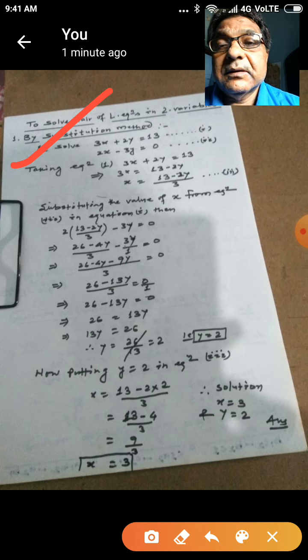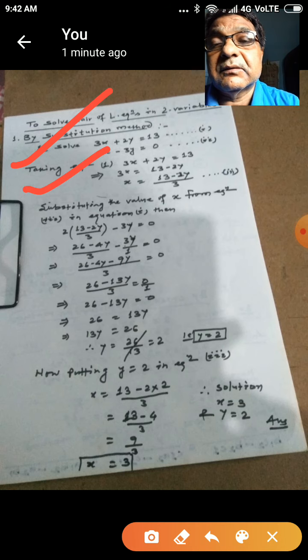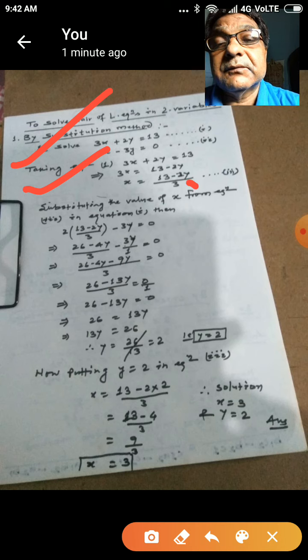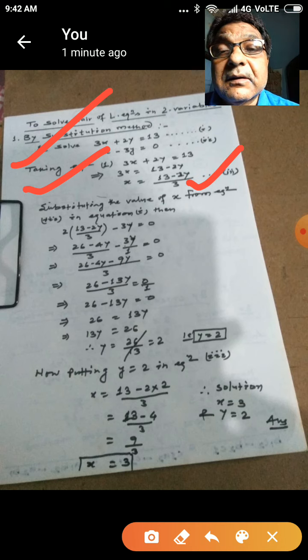The algorithm of this method is, first of all, you name the equations as 1 and 2 for the given pair of equations, and then take any one equation. As I have taken equation 1 here, which is 3x plus 2y equal to 13, and we have calculated x in terms of y, which is equal to (13 minus 2y) by 3.